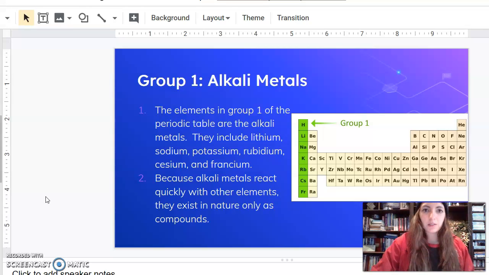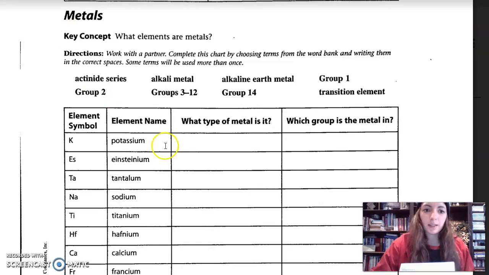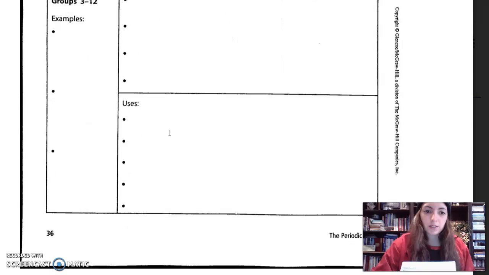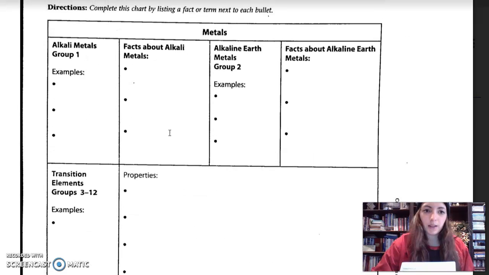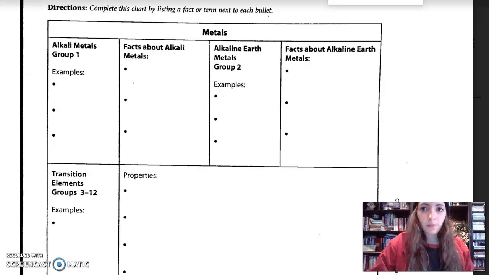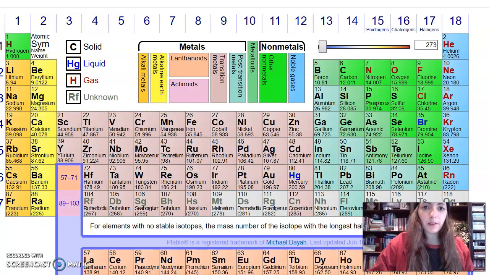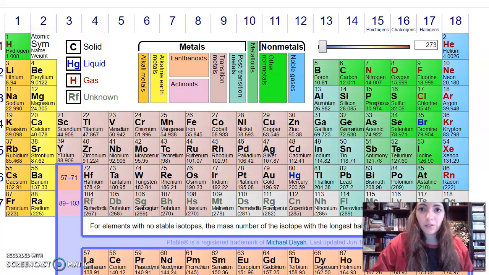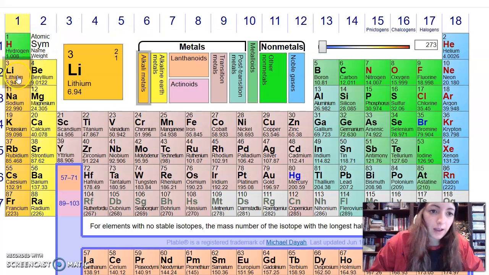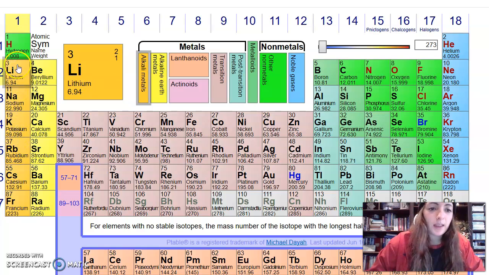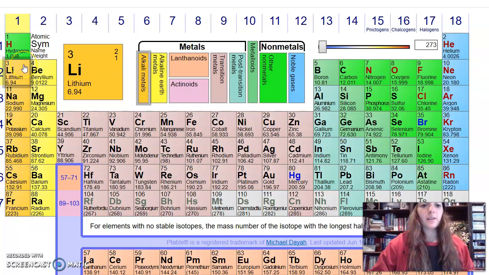What elements are metals? And again, I'm just going to pull up page 36 online so you guys can see right here. Metals, page 36. Okay, that's the page I'm looking at. So alkali metals, group 1, examples. We talked a little bit about what alkali metals are, and it's also in our PowerPoint, but I'm going to jump back into our PowerPoint here. Alkali metals, again, are group 1. So you can come to group 1 and see what are alkali metals. So lithium is an example, sodium, potassium, any of these are examples of our group 1 elements.